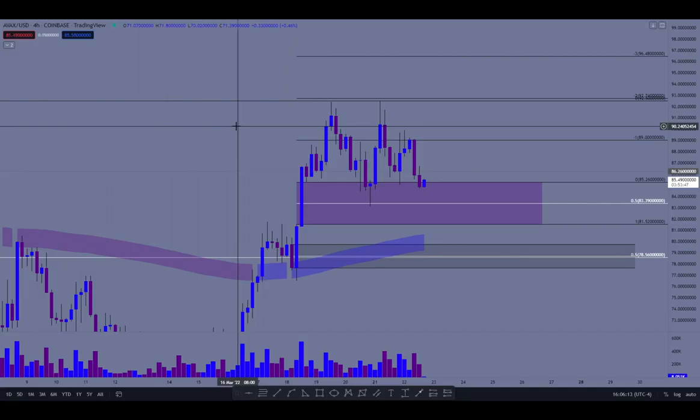This can be done on a 5 minute, on a 4 hour, on a 1 day. It's up to you. I always recommend using the high time frame to get your bias and then scaling down to the lower time frames to get a better, more precise entry.